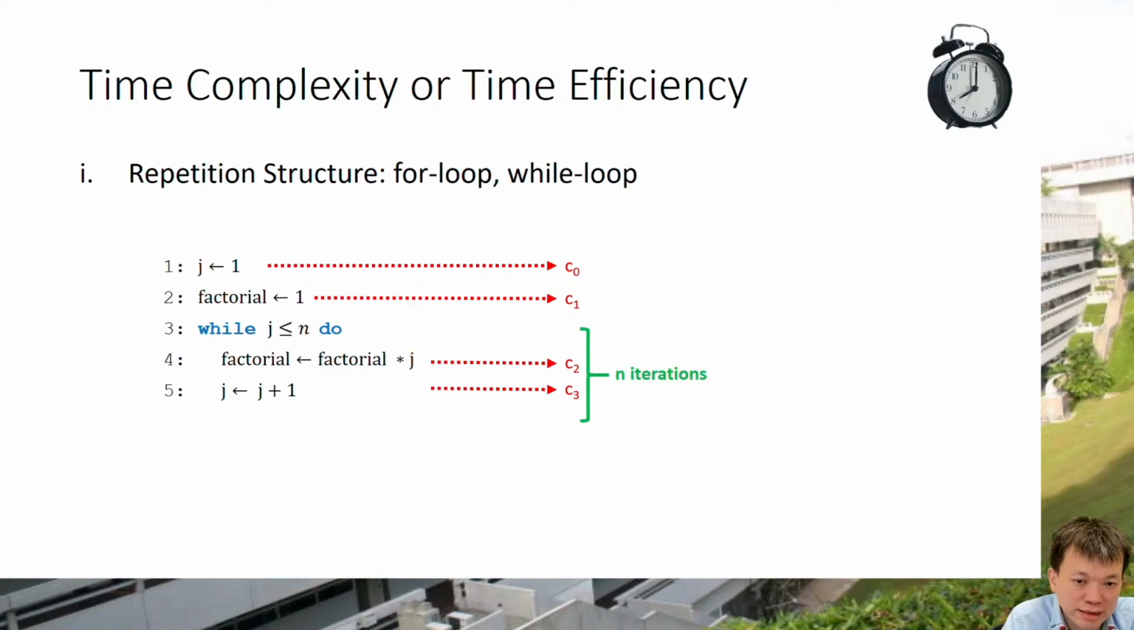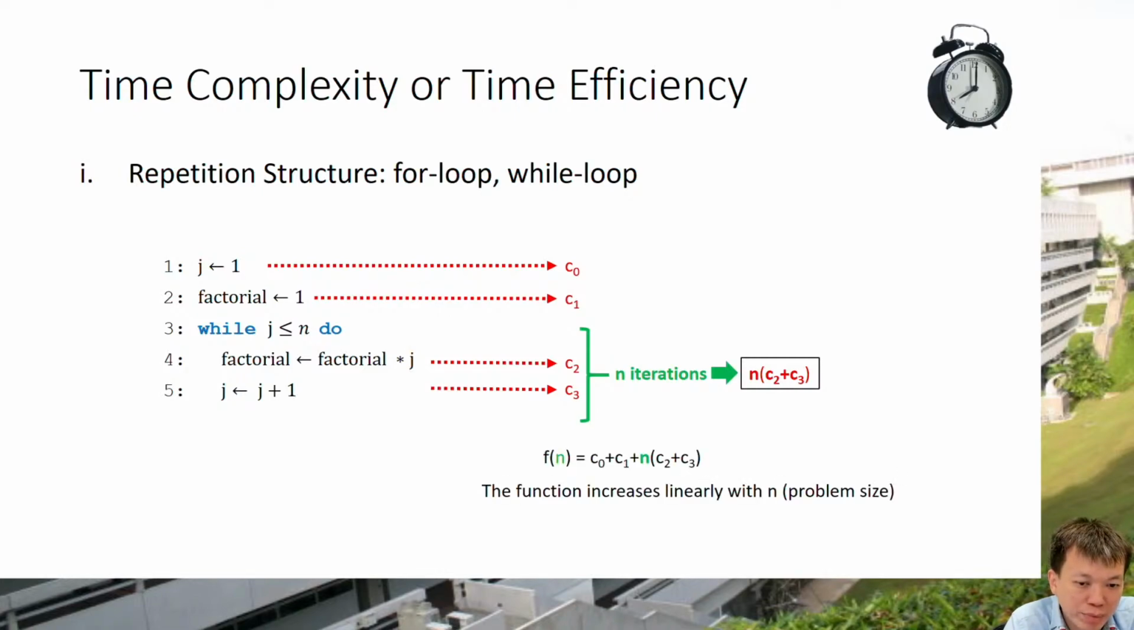The key is this step: I need to run n iterations. As you can see, the problem size is n. If my n increases, I need to run more iterations between line 3 and line 5, again and again, n iterations. So you can expect that the computational time, the time complexity, will be affected by n. Compared to C0, C1, C2, C3, how big they are doesn't matter. The n plays the role. My time complexity will increase linearly with my problem size n.